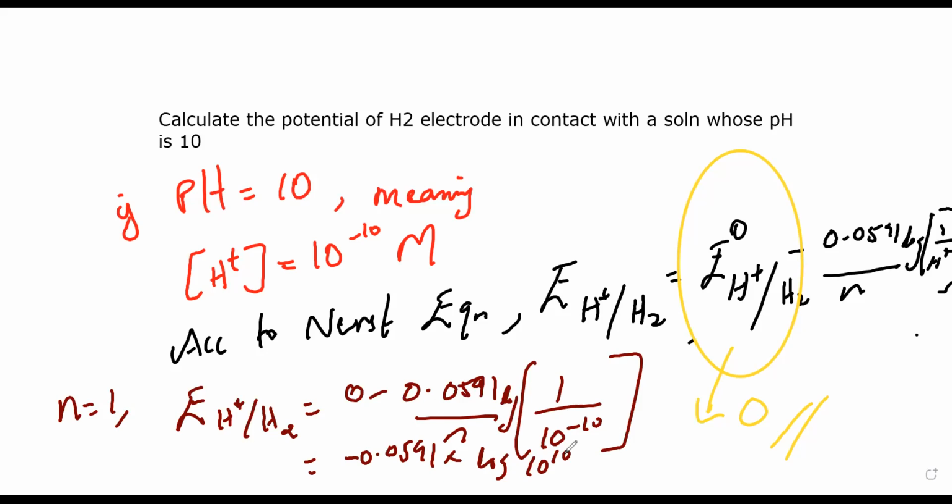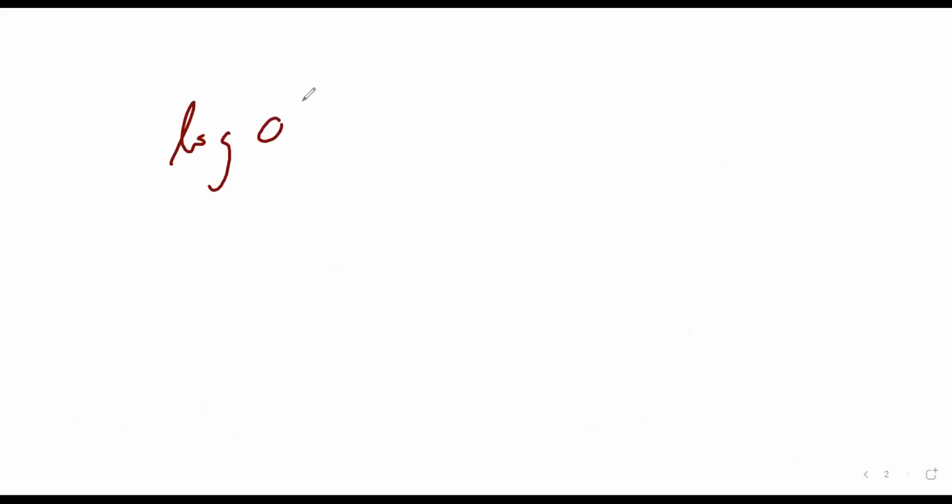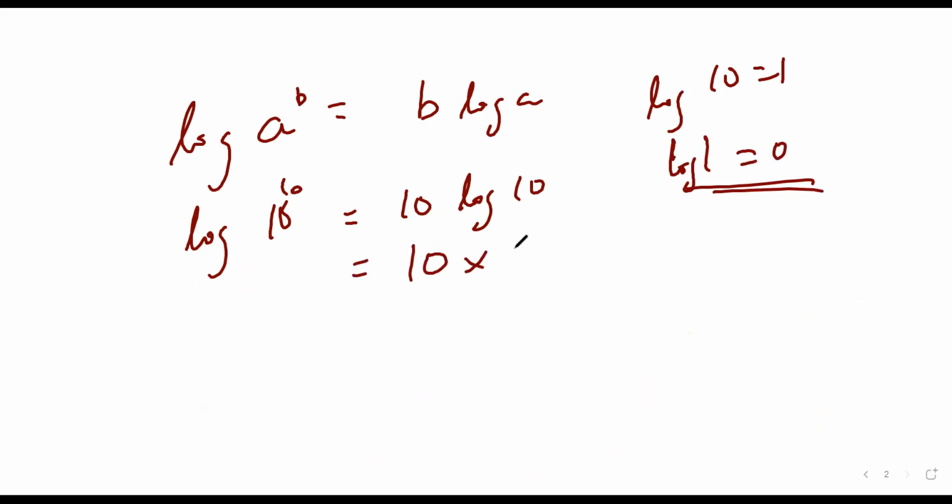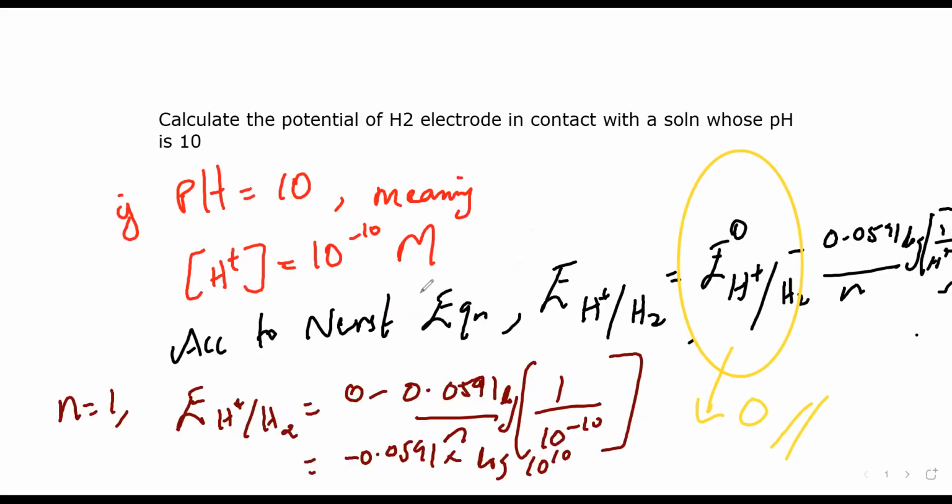What does this mean? It is log of 10 power 10. In the sense, log of a power b is what? b log a. So similarly, log of 10 power 10 is equal to 10 log 10. But what is my log 10 value? Log 10 value is 1. Log 1 value is 0, which I have clearly shared with you in the previous video. So similarly, putting this value, 10 into log 10, where log 10 value is 1, gives 10. So substituting all of these values here, what will I get?